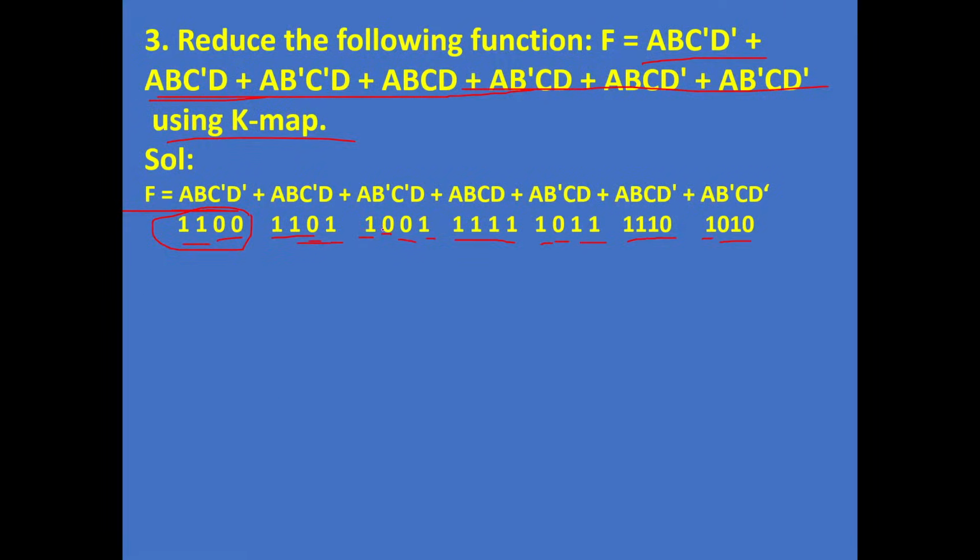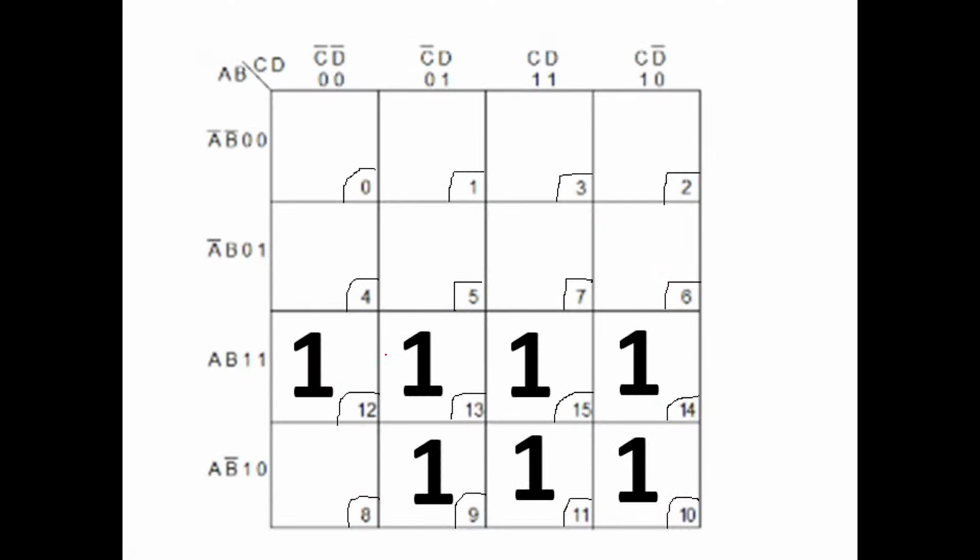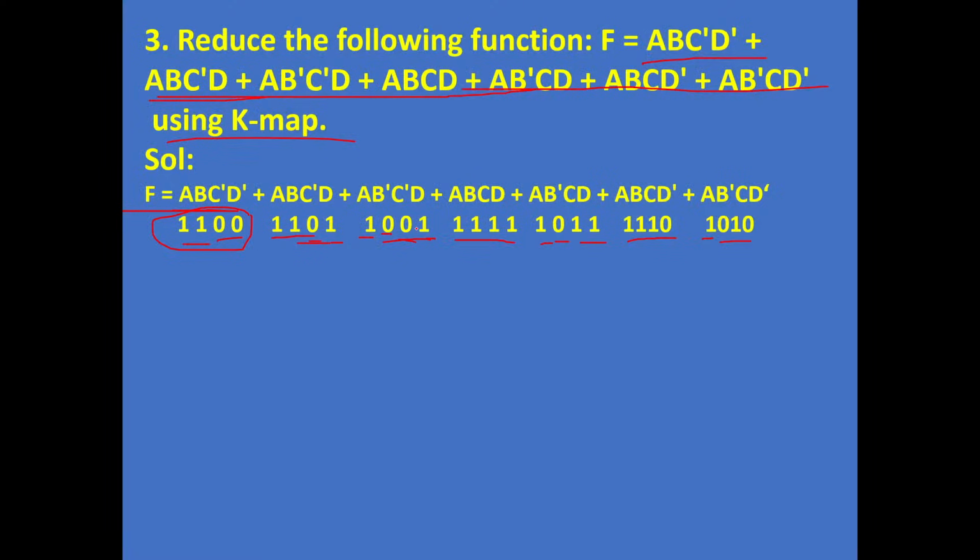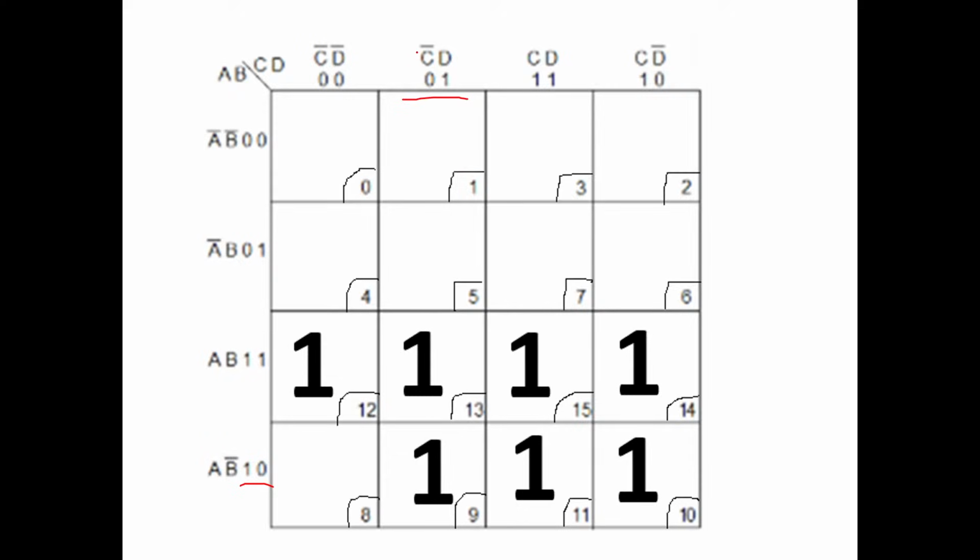Next, 1, 0, 0, 1. Where is 1, 0? Here 1, 0 is there. And 0, 1, here 0, 1 is there. So 1, 0, 0, 1.